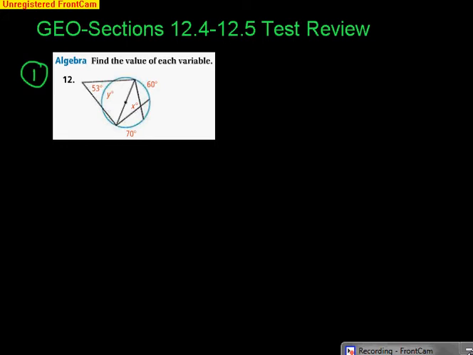Alright, number 1 here. We're looking for x and y. And when you do these problems, the first thing is you're going to have a lot of angles and a lot of segments, so recognize what kind of problem this is. This is an angles problem, okay?